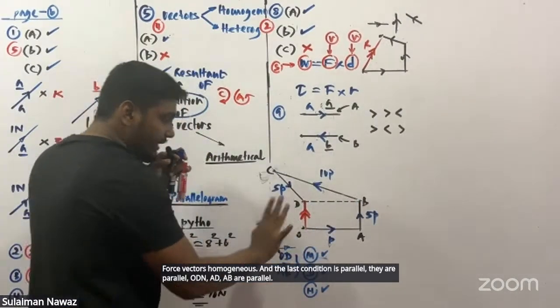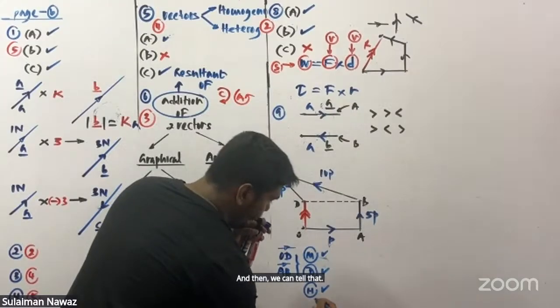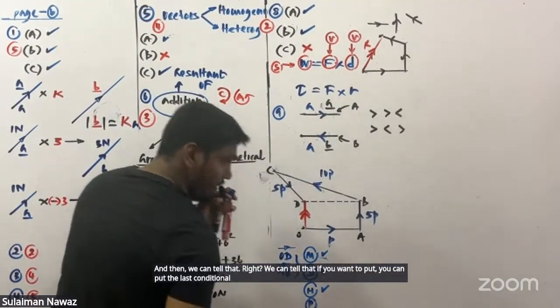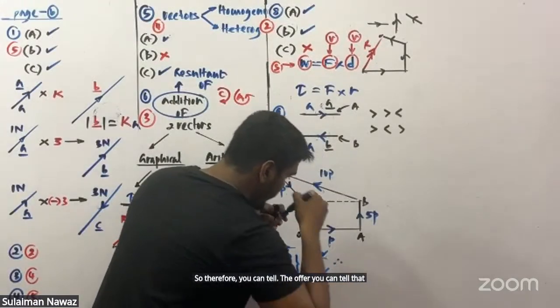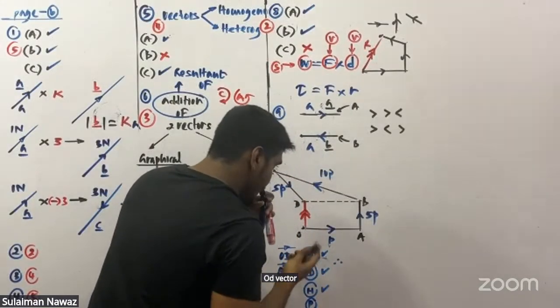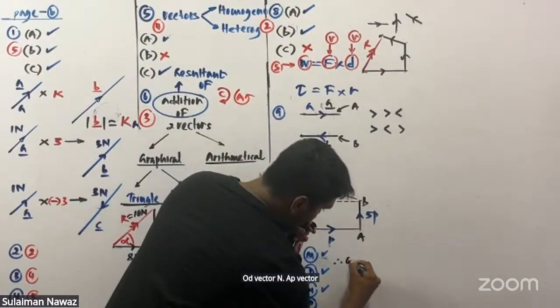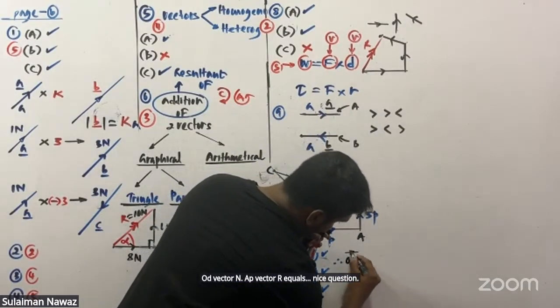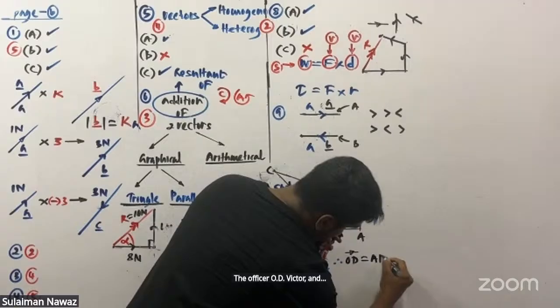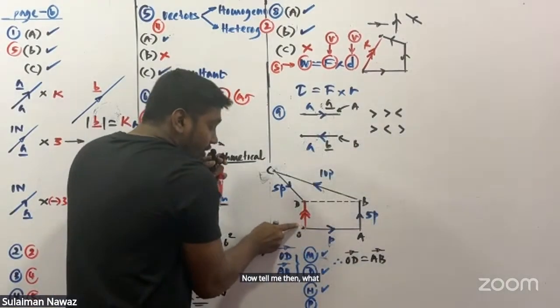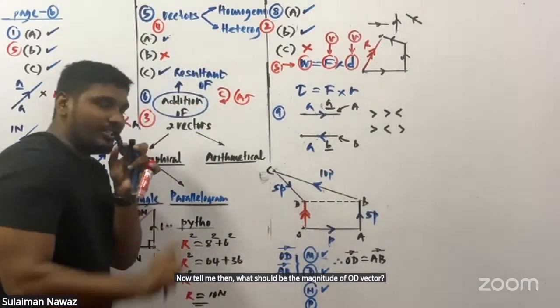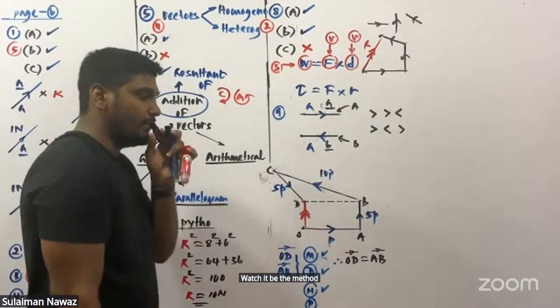We can put the last condition, parallel, also. So therefore, the OD vector and AB vector are equal. Now tell me then, what should be the magnitude of the OD vector?